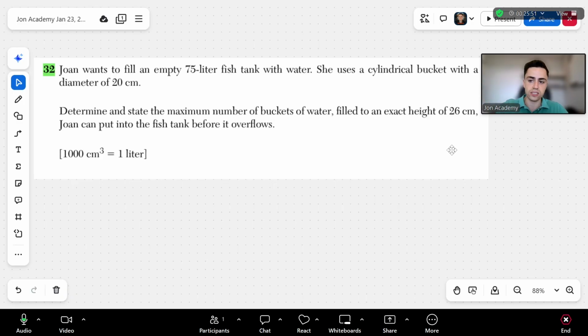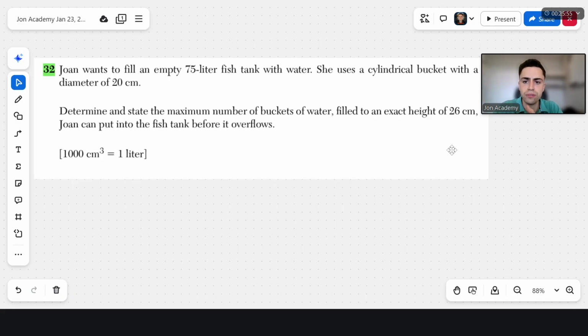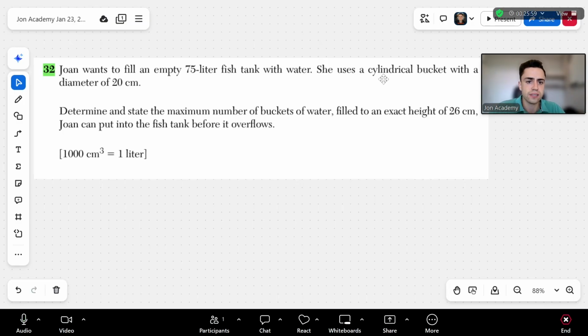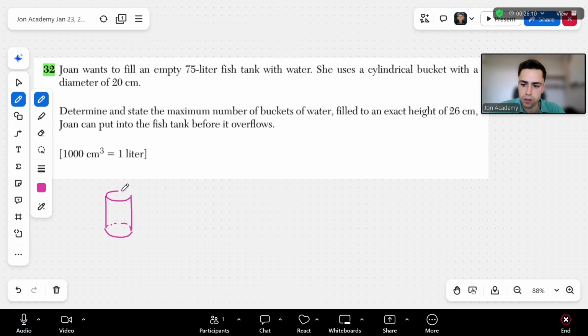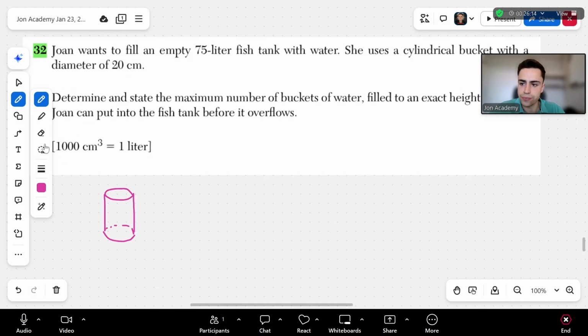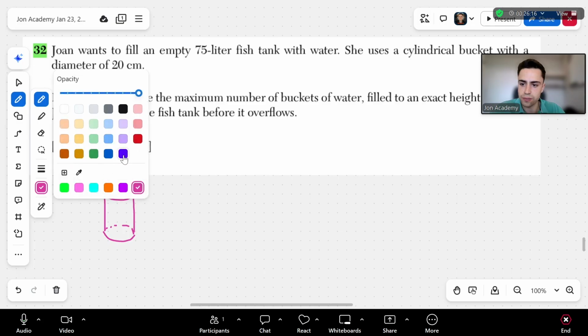We forgot last class. It's about volumes. So they tell us, no, we have an empty 75-liter fish tank with water. So it's cylindrical. So let's draw a cylinder first, no? A cylinder is something like this. Okay. And what do we know about this cylinder? The diameter is 20. Okay, 20 centimeters.